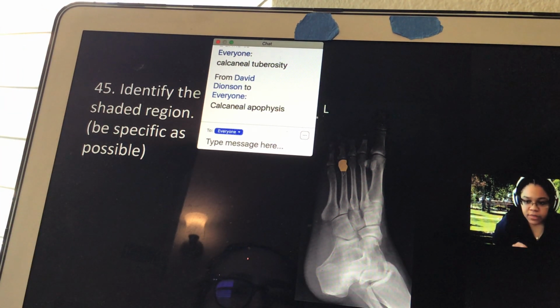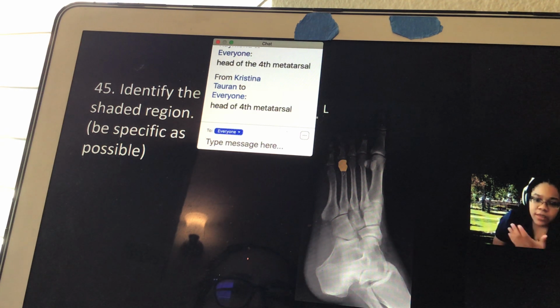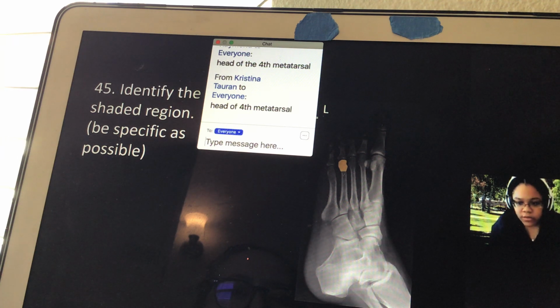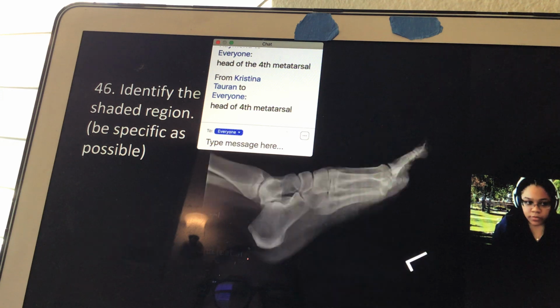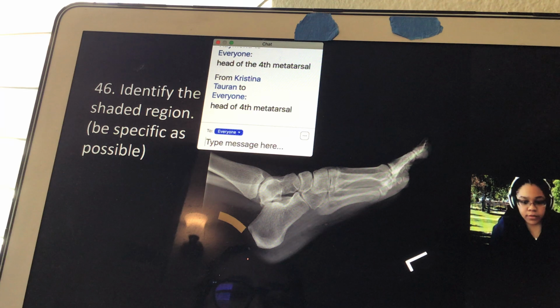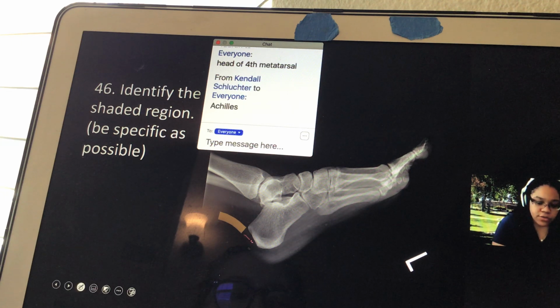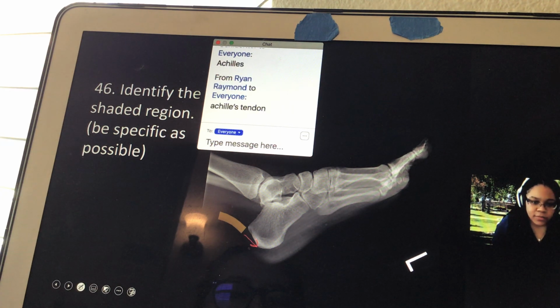So remember the same separation, base, shaft, head, goes along between the metacarpals and metatarsals. So this would be the head of the fourth metatarsal. The structure lives there, attaches onto our calcaneal tuberosity. Good, our Achilles tendon.